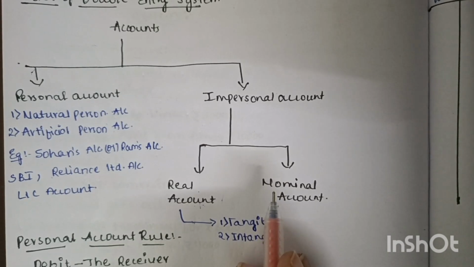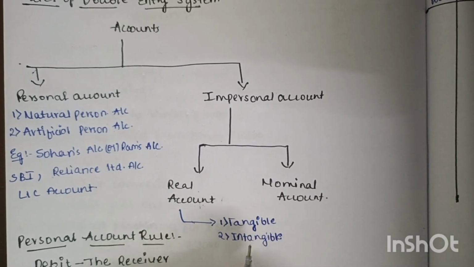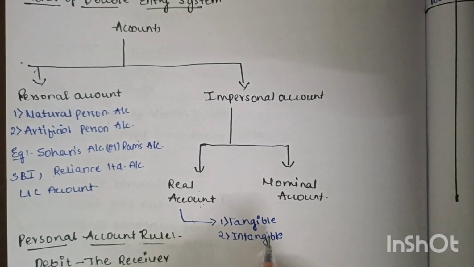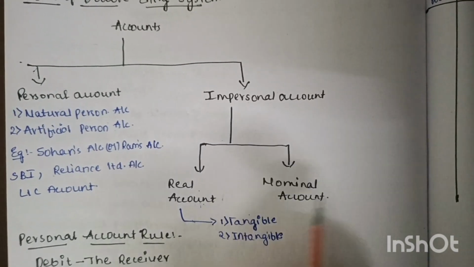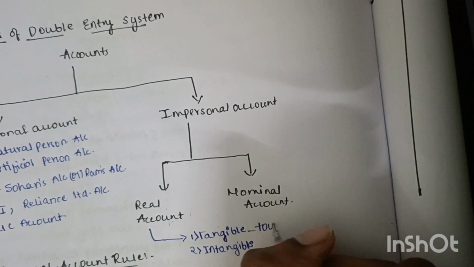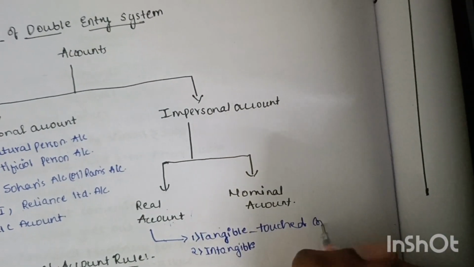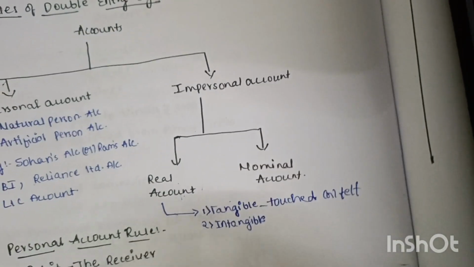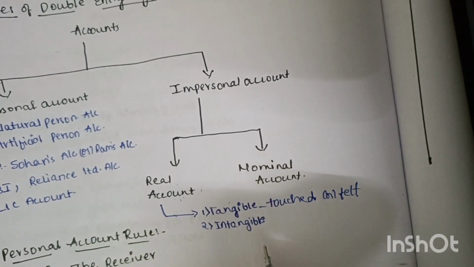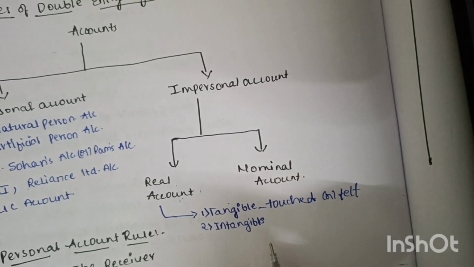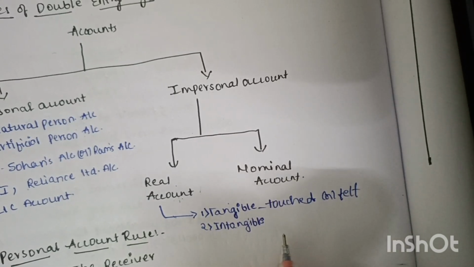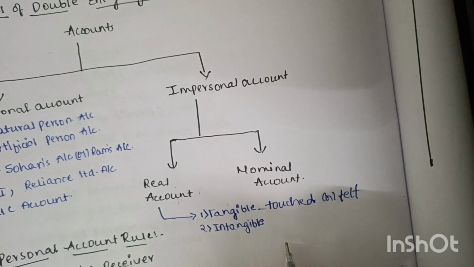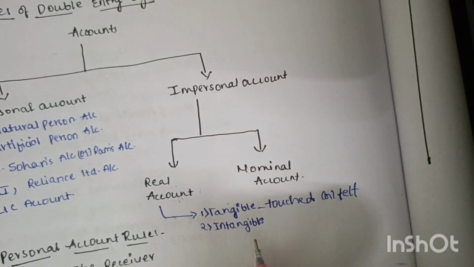Real account is again classified into two types, that is tangible real account and intangible real account. Tangible is nothing but the things which can be touched or felt. Intangible is that which can't be touched, has no physical sense, and can only be measured in monetary terms. That is called intangible real accounts.